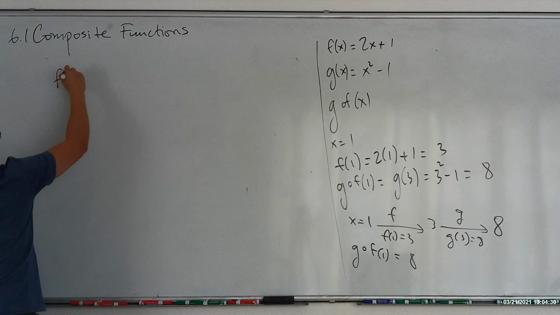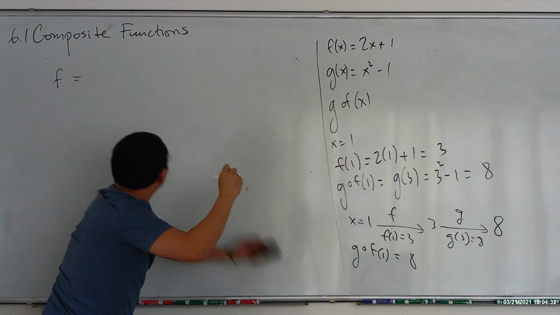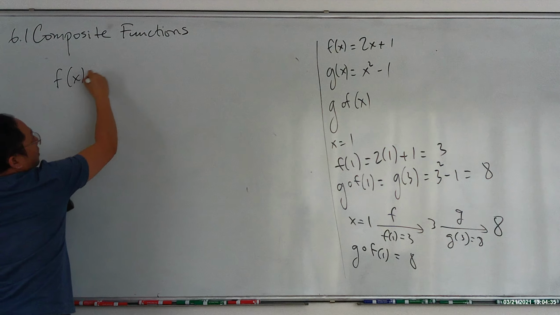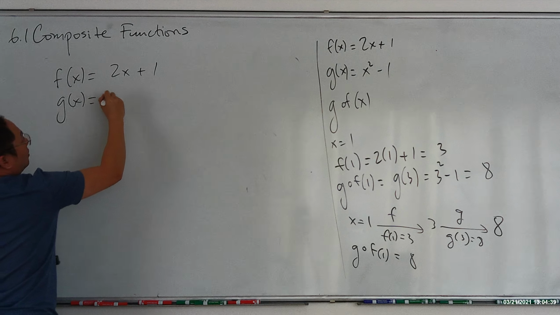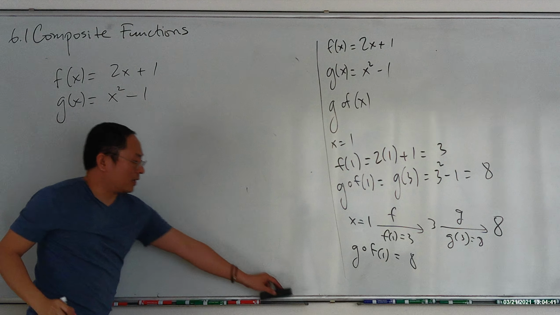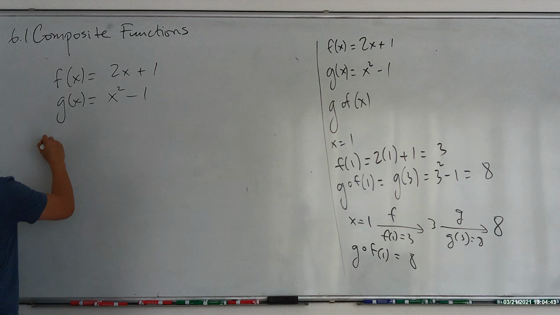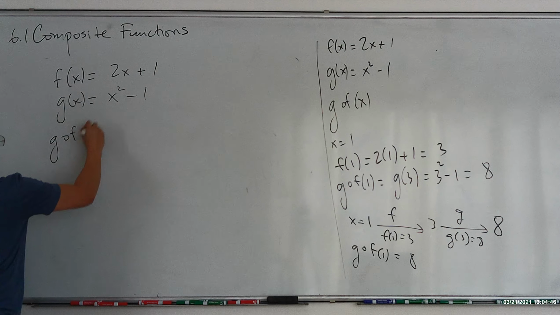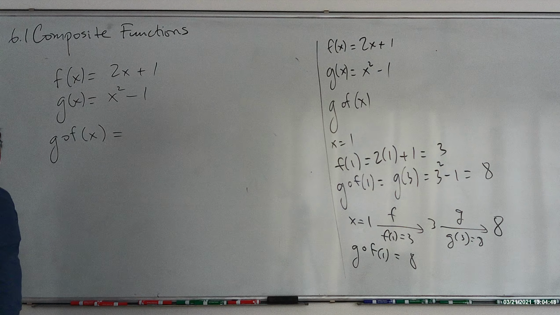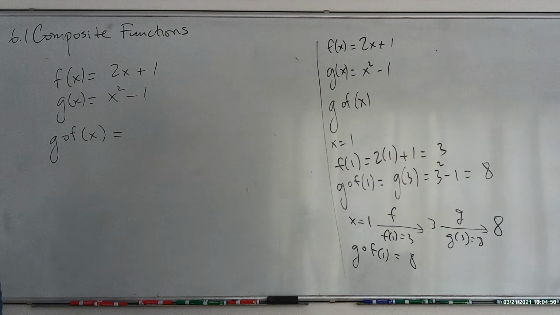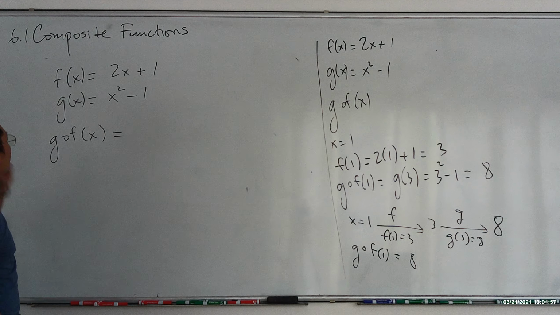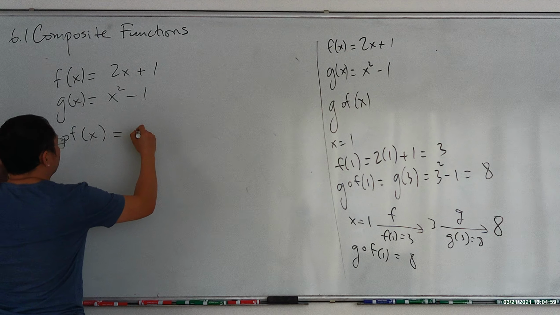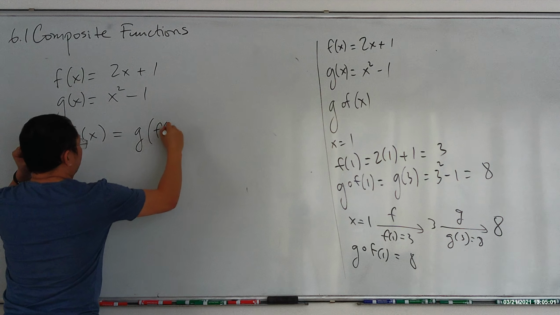See, I got f of x equal to 2x plus 1, and g of x is equal to x squared minus 1. Question is, can I find the general function g of f of x without plugging the value? So I have a function in general, and then I go plug in the input later. The answer is yes. This means what? x is the input of f first of all. So this is the same thing as g of f of x, right?